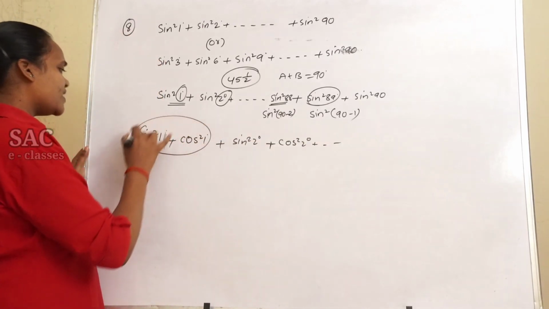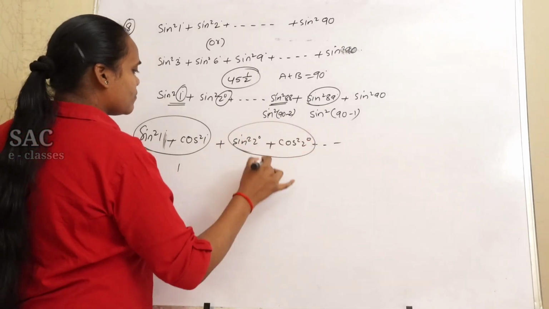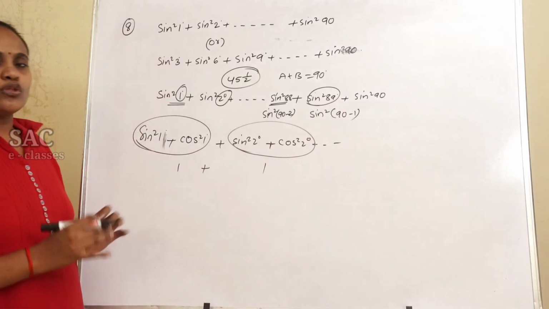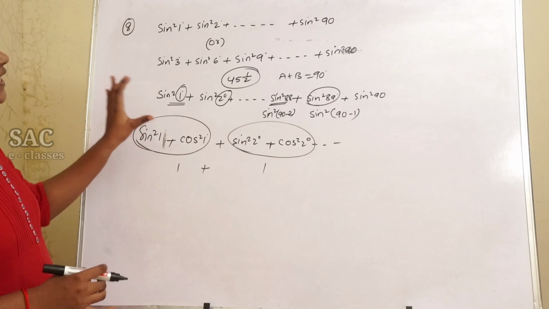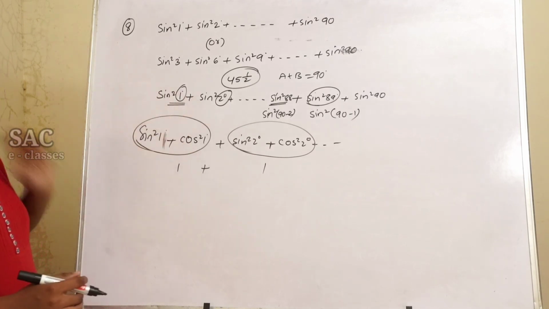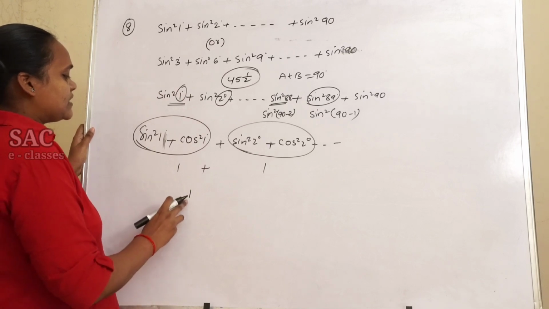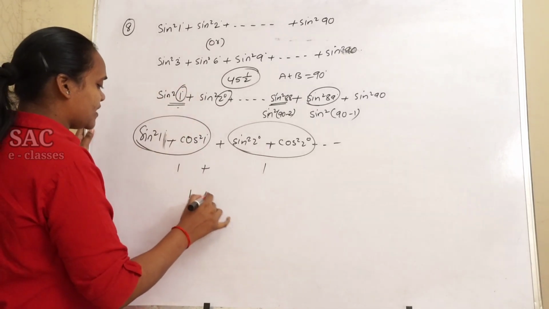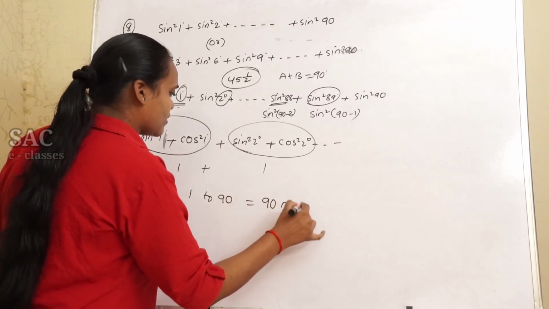That means we got 1 from the first pair. So next one, 1. Like that, how many pairs are there? Those many ones will come. So, how can we calculate how many pairs are there? Now, how many values are involved here? From 1 to 90. That means 90 numbers are involved.